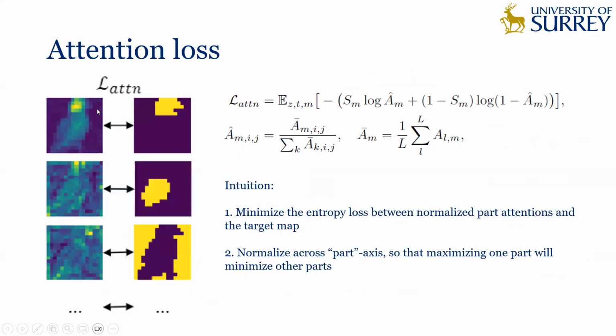So our attention loss is in this form. Intuitively, we want to minimize the entropy loss between the normalized part attentions and the target map. When we maximize a part, it will also try to minimize other parts. It knows that when this part activates, we should minimize other parts.